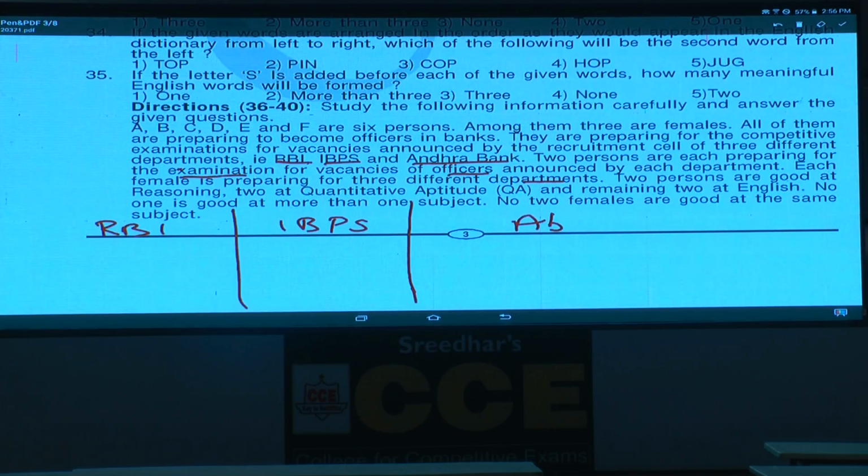Then, what is the information here? First information, B and D are good at reasoning. As B and D are good at reasoning, now for reasoning, who are those persons?